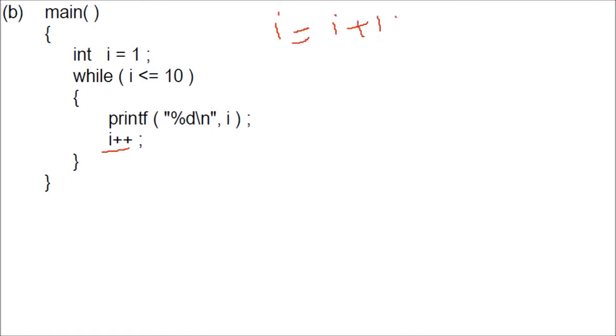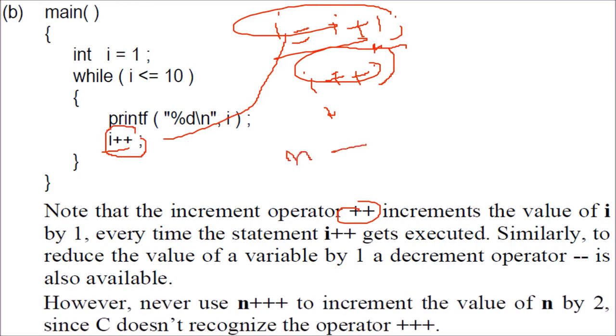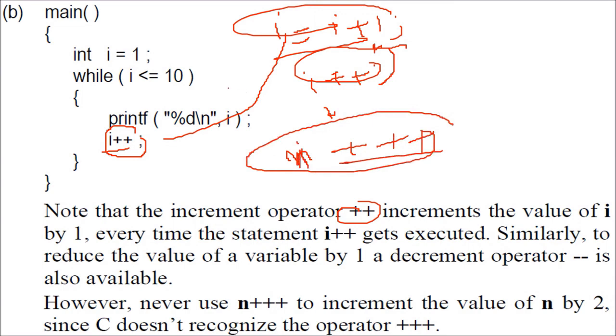We have to write so many things. Why not have some shorthand? Why not have some operator that does exactly like this? So I++ is a post increment operator, and I plus plus is exactly equal to I plus 1. They both are exactly similar. So you can write this also. Never use plus plus plus. If you write I plus plus plus, this is unrecognizable by C.